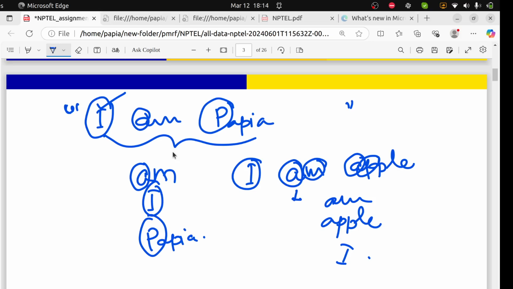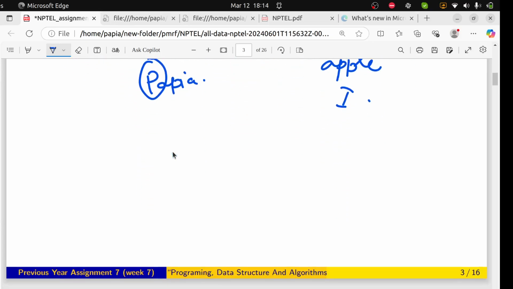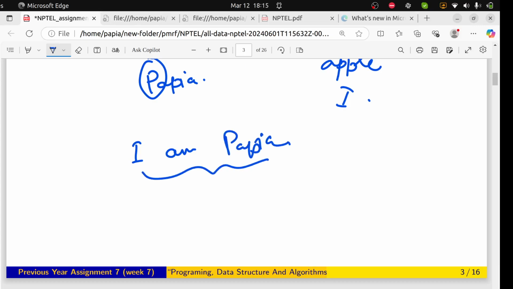And one. So this program we will do, and then there will be a second program. Let's say the same thing is there, but in the reverse order, like reverse lexicographic order. So for this case, what will happen? Obviously, at the very first Papaya will come, then I will come, then am will come. So in that order, we will make a program.